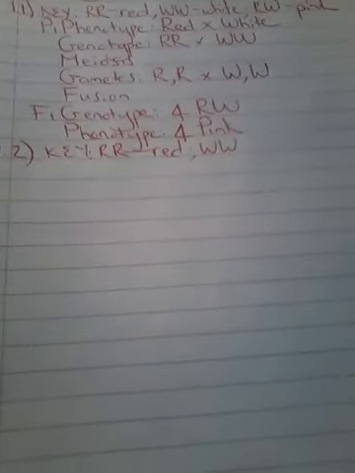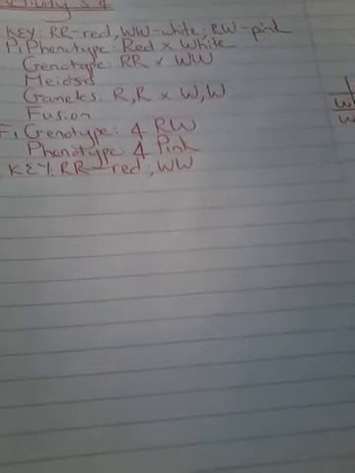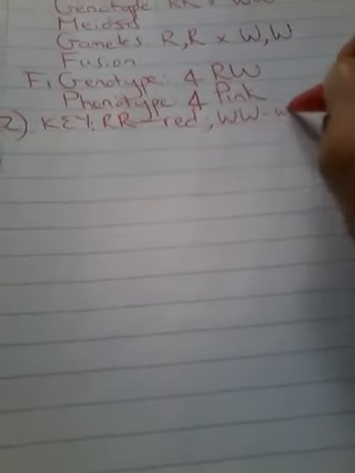Double capital R equals red, double capital W equals white, and RW equals pink.